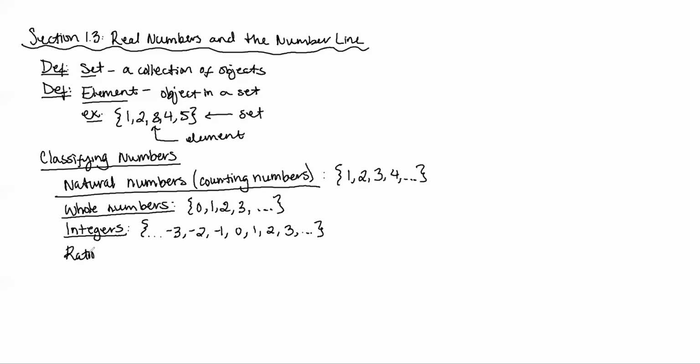Next set are called the rational numbers. And so we're going to define these a little differently. We can't actually write these down as a set because there would be way too many numbers in there for this to work well. But notice in the word rational, we have the word ratio. And so ratio is just a fraction. And so rational numbers are numbers that can be written as a fraction.